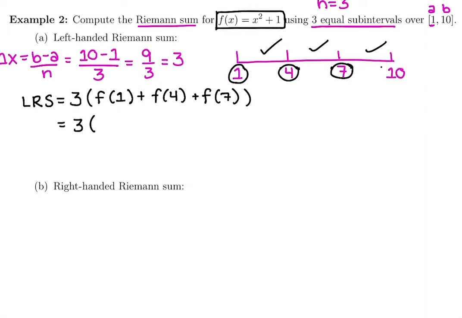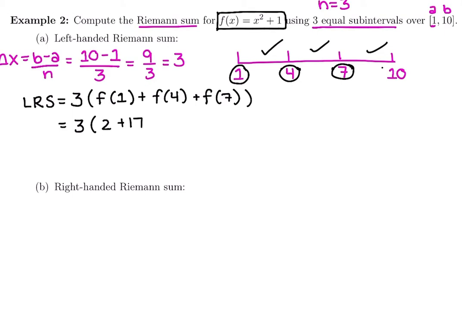So we're plugging into the function to find the y values, see the height of the boxes. So I'm going to do 1 squared plus 1, which is 2, 4 squared plus 1, which is 17, 7 squared plus 1, which is 50. So I have 3 times 69, which is going to give me a left Riemann sum of 207.